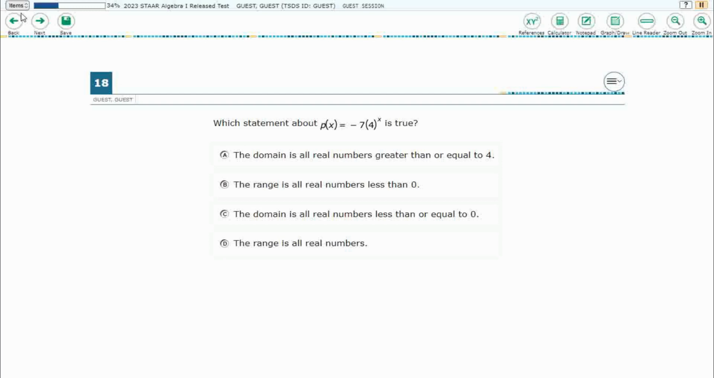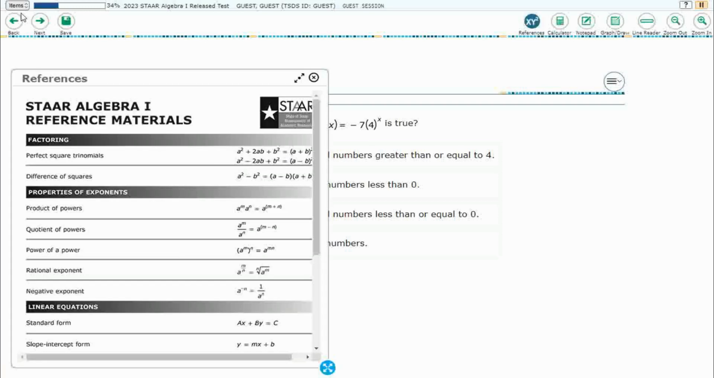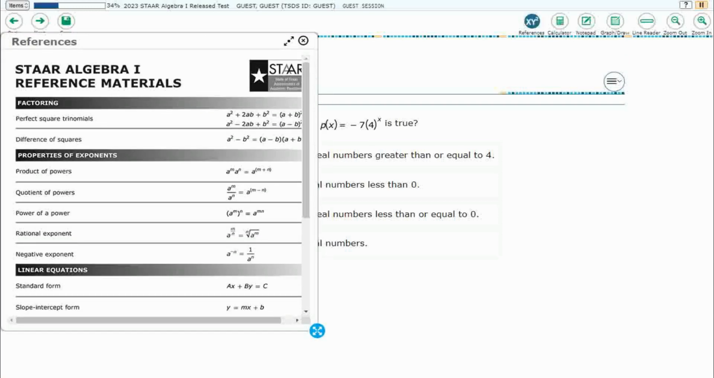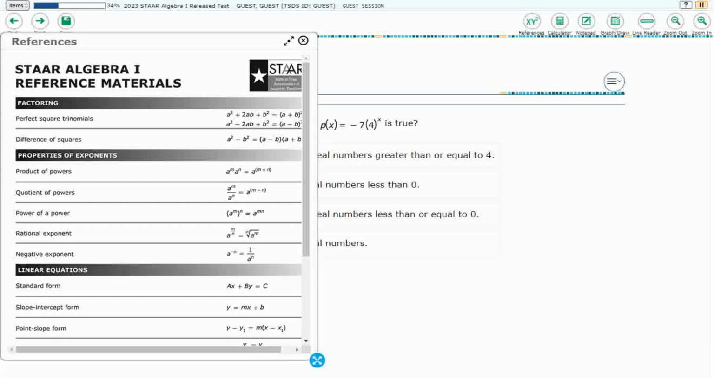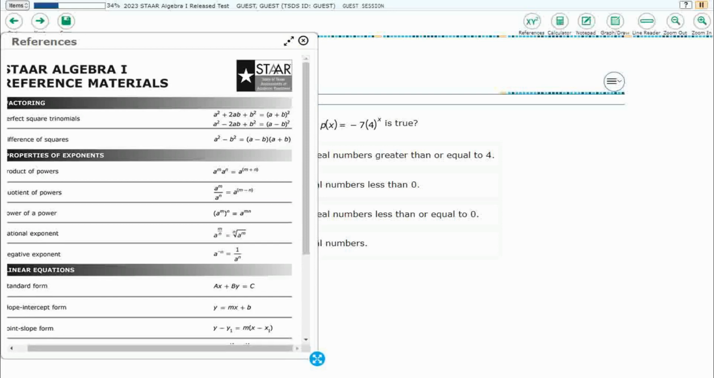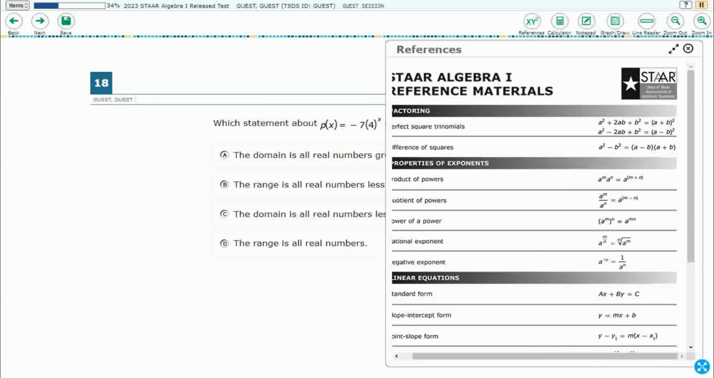So it seems like a pretty simple equation here. P of x equals -7 times 4 to the x power. It doesn't say anything about exponential functions there. Let me tell you why I called that out in the intro. If we're looking at these standard forms, you're not really going to see anything that looks like that. Let's get that over here so we can see what that looks like.